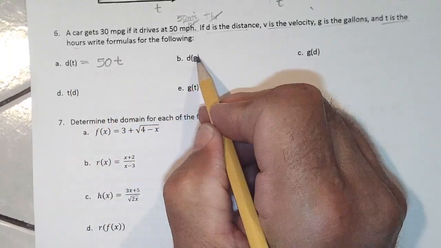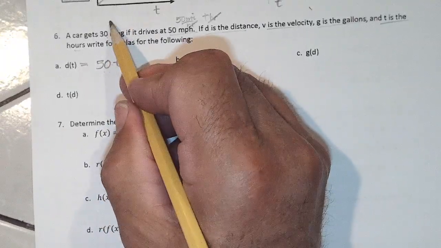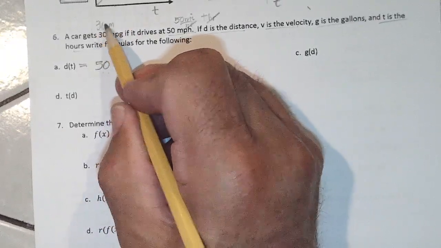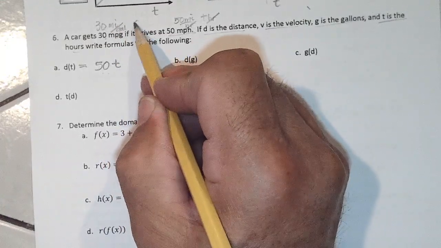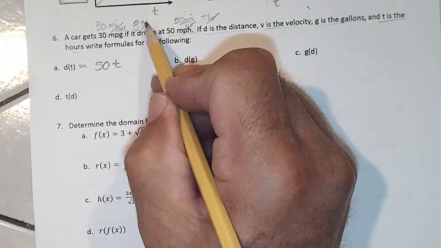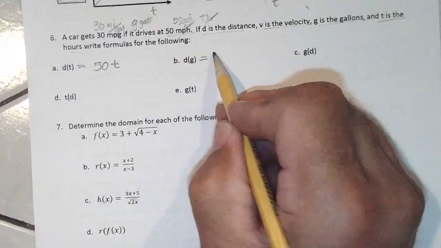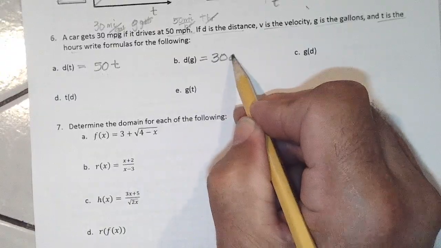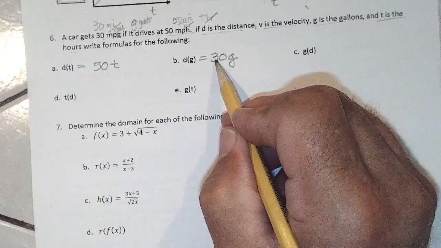How do I get a distance from the gallons? Well, this is miles, 30 miles per gallon. So if I multiply by G in gallons, the gallons will cancel and I'll get miles. So this would be 30 times the number of gallons. 1 gallon, I'll get 30 miles. 2 gallons, I'll get 60 miles.